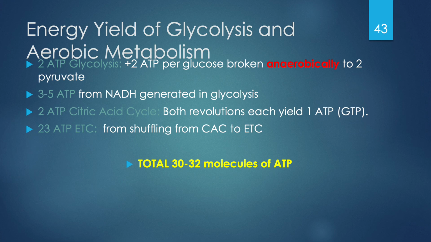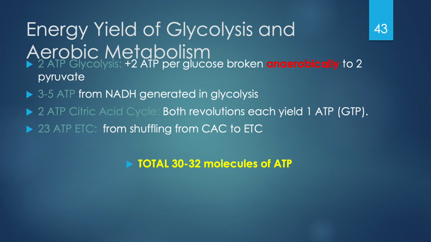So what is the overall outcome of metabolizing one molecule of glucose through glycolysis, which is anaerobic, and aerobic metabolism, which includes the citric acid cycle and the electron transport chain? Here's what we have. We get 2 ATP from glycolysis directly, because glucose is broken down anaerobically and that creates 2 pyruvate molecules. We also get 3 to 5 ATP from the NADH generated in glycolysis. We get 2 ATP molecules from the citric acid cycle, so both revolutions each yield 1 ATP, or in the form of GTP.